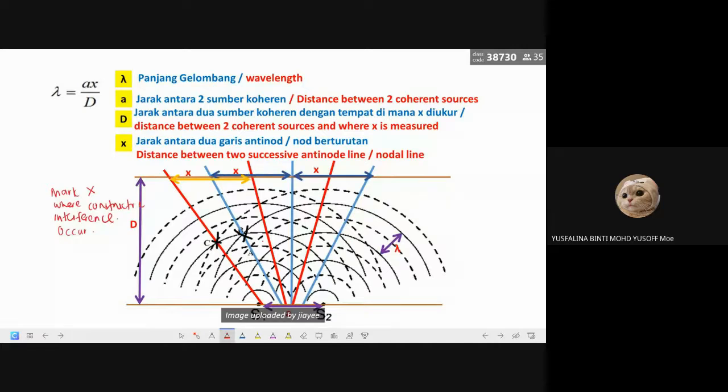Jayi, for this one, the one that you put X here, this one is a destructive. Okay, B is correct. This one is the crest meeting with the trough. They produce the destructive interference. I want constructive.